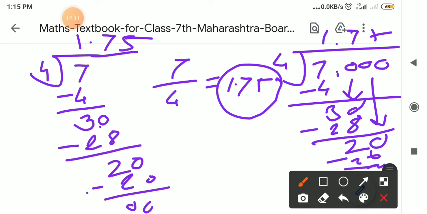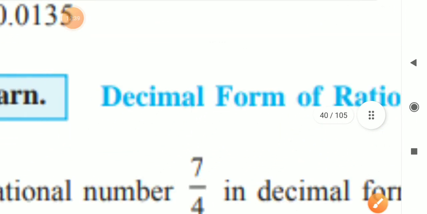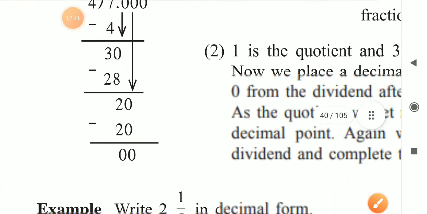Very easy division. Only the important thing is when to give the decimal point. We have to give the decimal point whenever this digit is smaller than this digit, and we are taking 0 here, our own 0. At that time, our own 0 is important, we have to give the decimal point. One more example we will see here, which is given in our textbook.